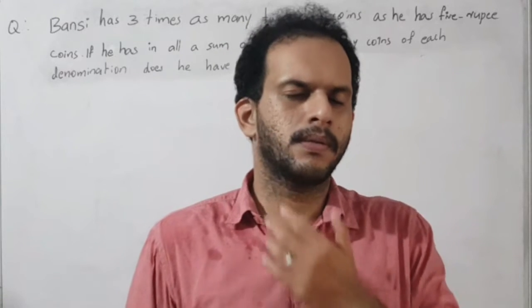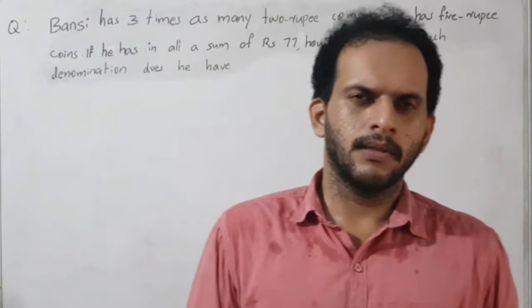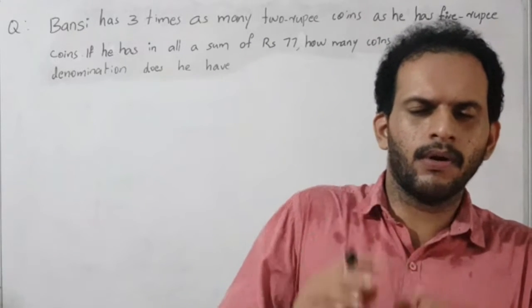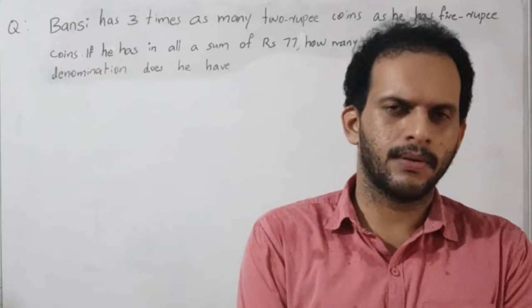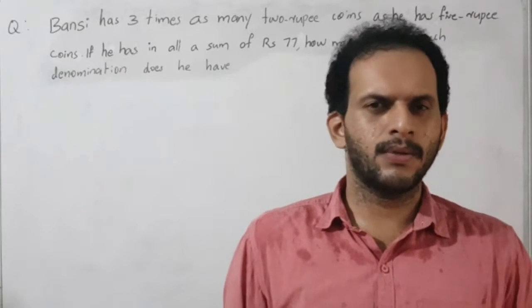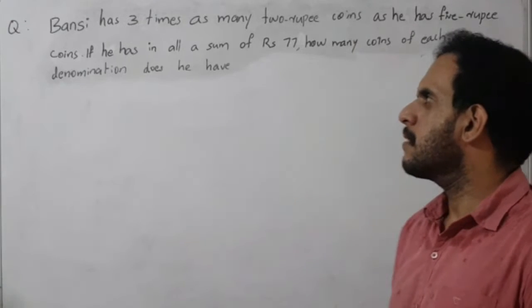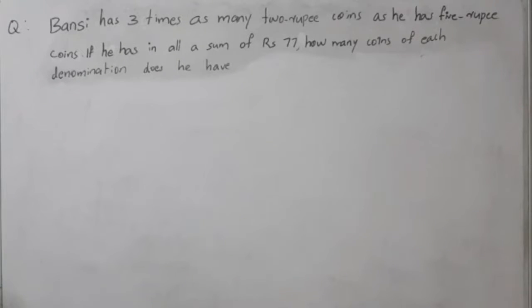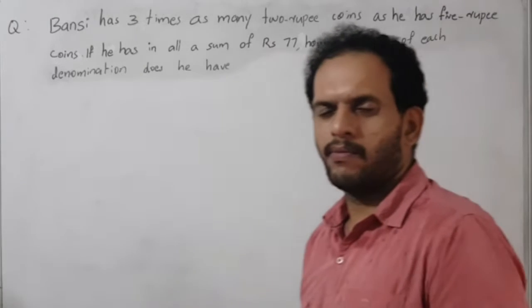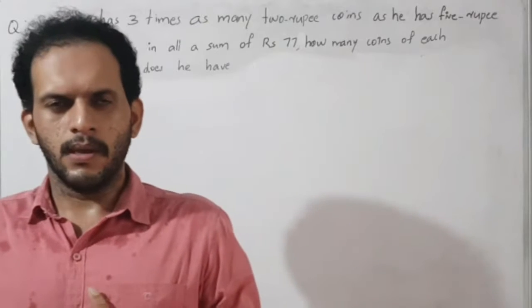The word problems, correct? Then here we also got some idea how to make an equation. Here we are doing the question based on money. The question is like this: Bensi has 3 times as many 2 rupee coins as he has 5 rupee coins. If he has in all a sum of rupees 77, how many coins of each denomination does he have? That is the question.